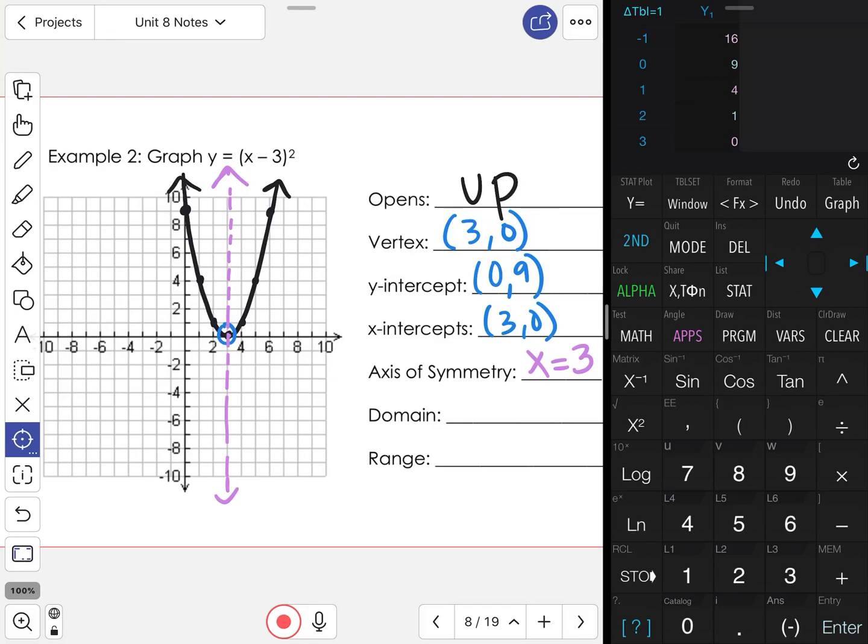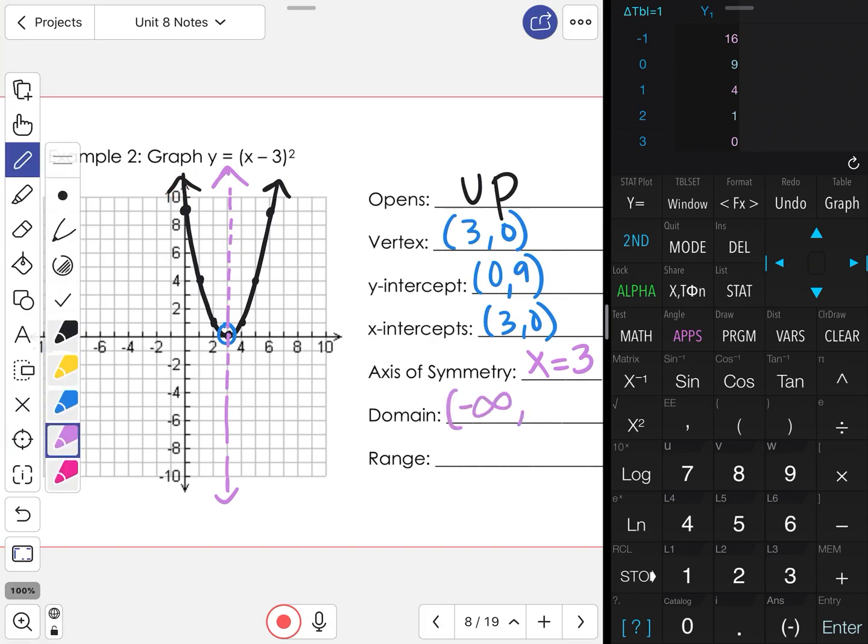So now we need to do our domain and range. So I'm going to vertically go up and down until I start touching my graph, which I happen to start touching at, but I'm touching an arrow. So I'm going to negative infinity. And then I continue to go, and the last time I touch my graph is at an arrow again, which means I'm going to positive infinity.